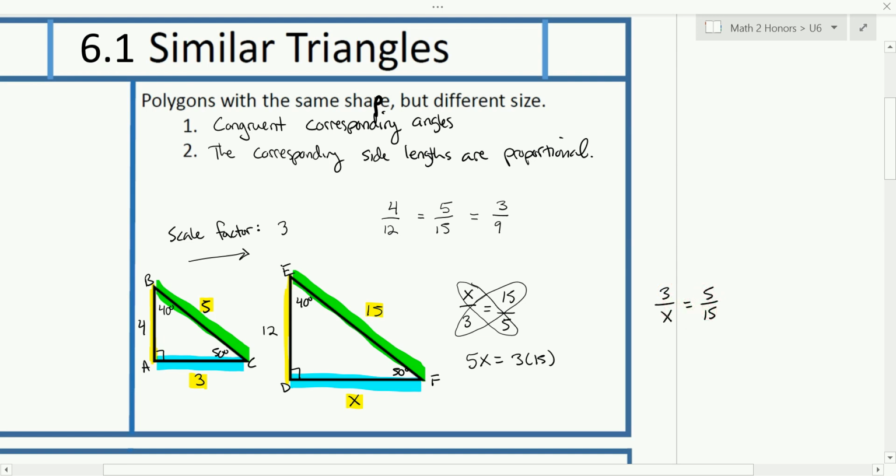If I cross multiply here, I get 5x equals 3 times 15, which is the same exact thing I'd have over here. But notice it's different how I set it up, right? I put small over big. There's another way with those same 4 things. What's another way? Give me another proportion with the same 4.